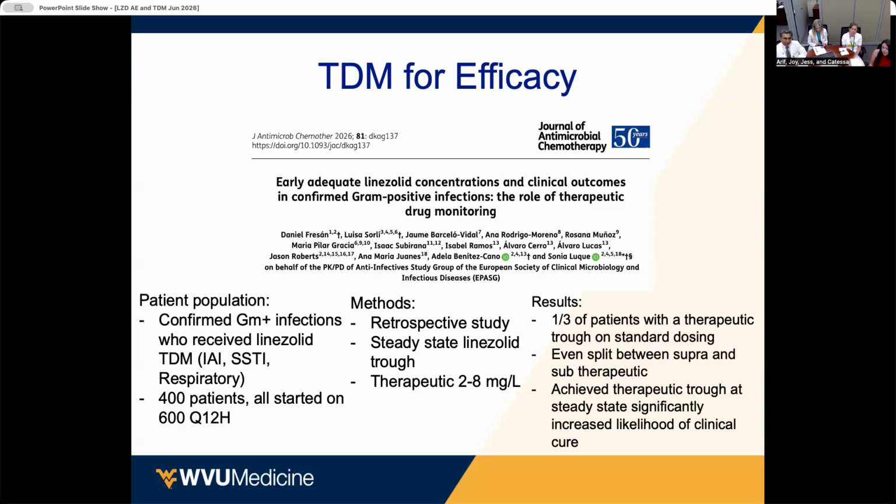But achieving a therapeutic trough at steady state significantly increased the likelihood of clinical cure. So this is the study that found that if they had a steady state trough of 2 to 8, they had a statistically significant increased likelihood of clinical cure. And it's also the same study that saw that with a supratherapeutic trough at steady state, they had an increased mortality rate and an increased rate of treatment failure.